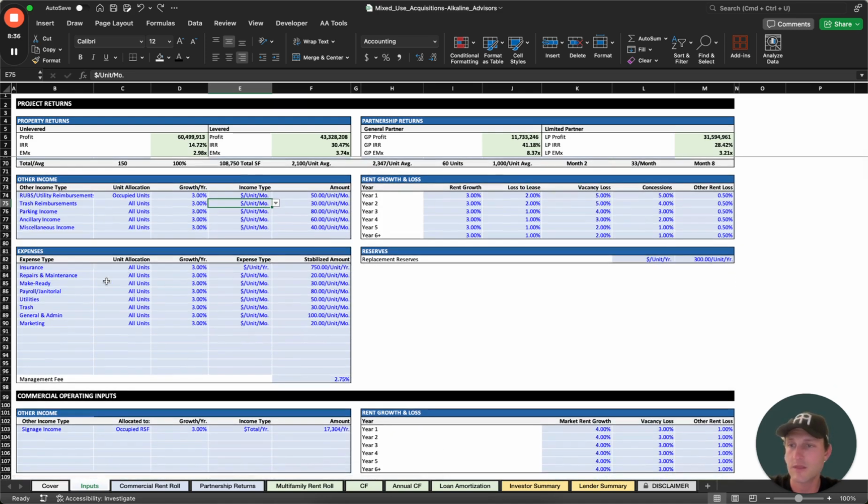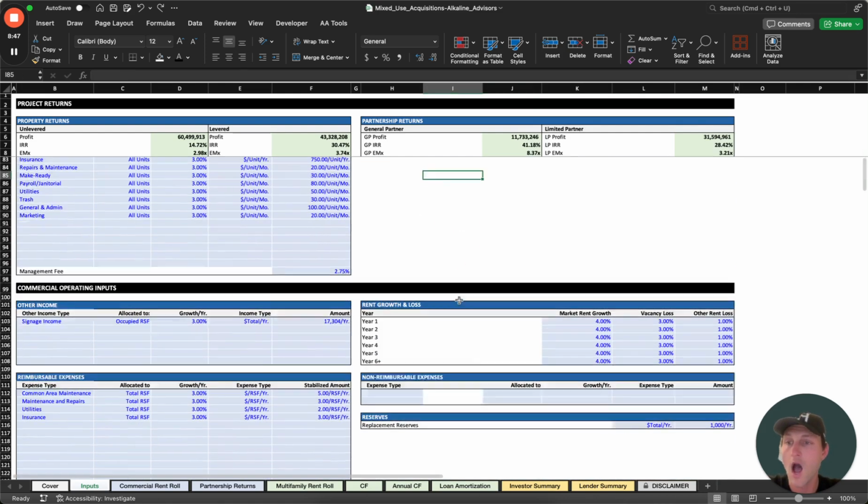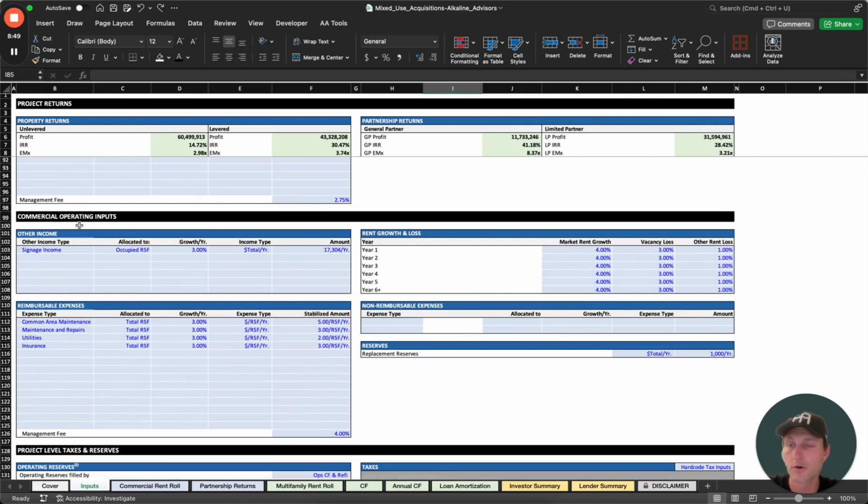Similarly, we have the same thing for expenses. And then over here, we have some rent growth, loss to lease, vacancy loss, concessions, and then other rent loss. And then we have reserves. Up next, we'll go through the commercial operating inputs.